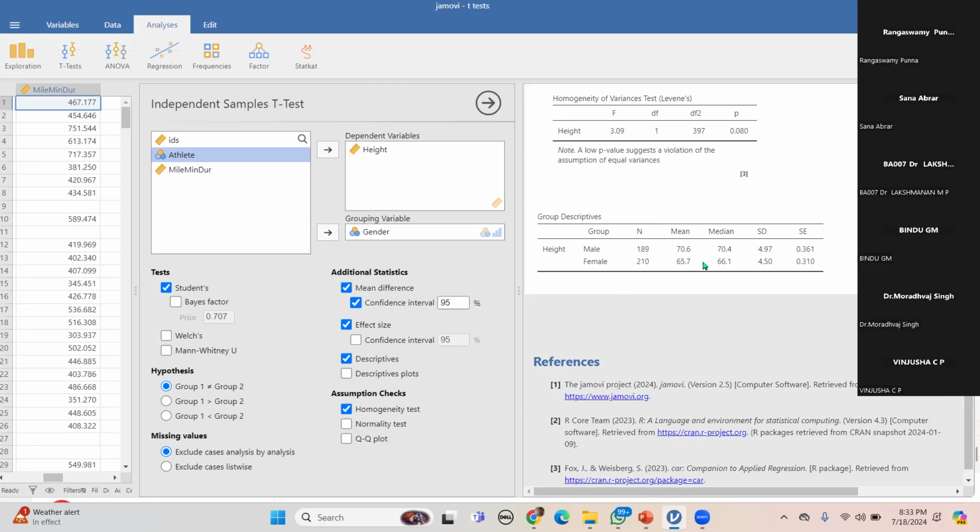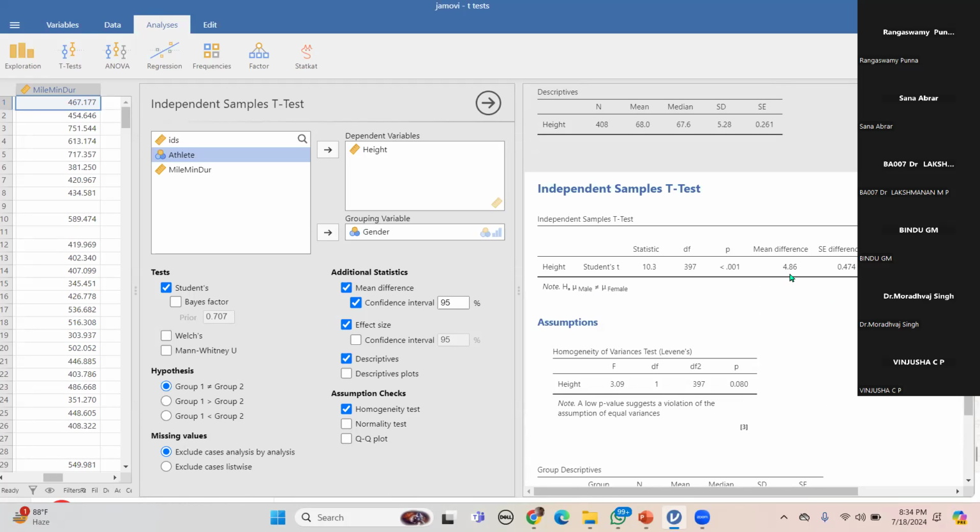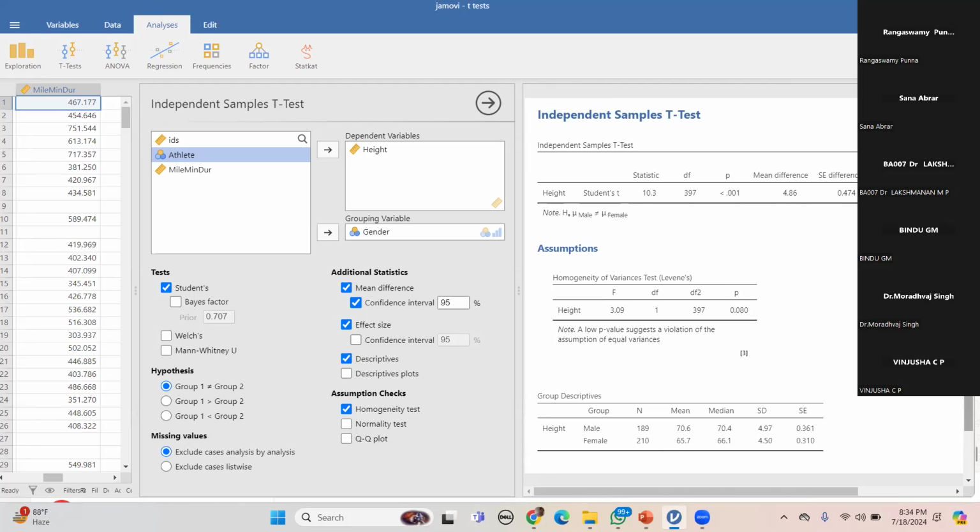If you look at our basic descriptive statistics, the mean height for males is 70. The people in the male category, on average, have a height of 70, whereas the people in the female category have an average height of 65.5. In the independent samples t-test results, the mean difference is 4.8, which means on average I can see about a 5 difference between males and females just because they belong to the male category.